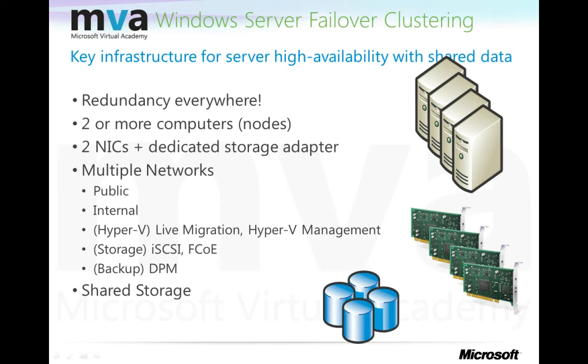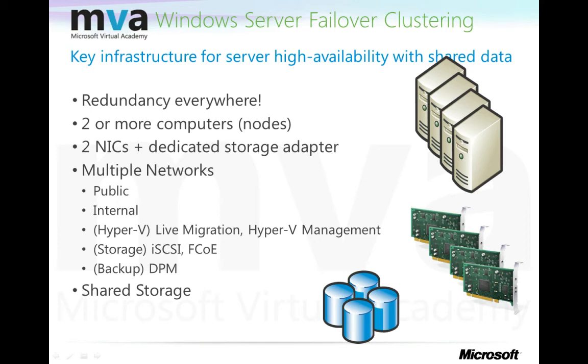But redundancy is one of the key factors here, or really any time you're designing a high availability solution. You want redundancy everywhere. You need at least 2 servers, which we call our cluster nodes. You need at least 2 NICs and dedicated storage adapters. You want to have multiple networks, and again, this is for the added redundancy and added high availability. You want to have separate networks for each of the different roles in the cluster as well, to help separate how the networks are being used for certain types of data.